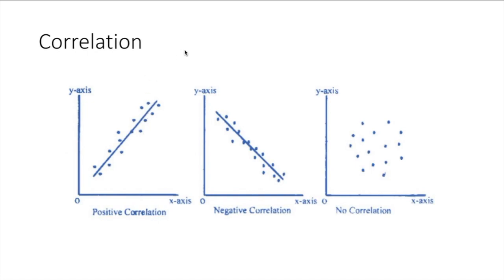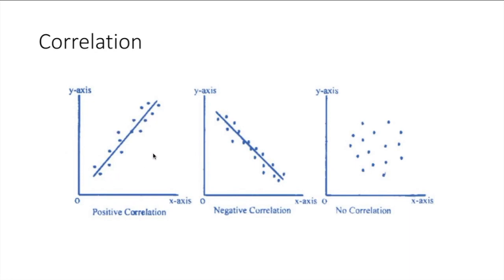We know that when one increases, what happens to the other, or that is what we are trying to investigate. So there can be no correlation between two variables. Okay, that means that there is no relationship that they share. There can be a positive correlation.